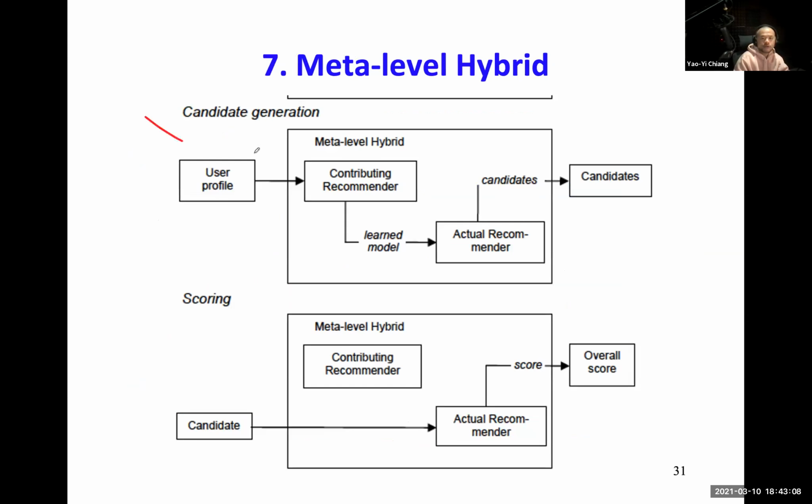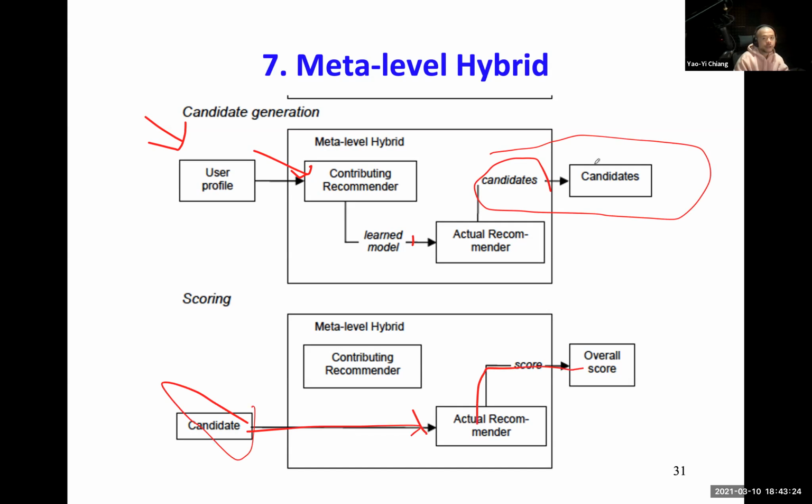And it works like this. So again, you have some user profile, and the contributing recommender will generate candidates. Then you take the candidates and send them to the actual recommendation system and generate a score. To understand this figure, please read the paper, but it's actually very simple. This one will generate some meta features to describe your users or items, and this one is going to make the final recommendation based on the output from here. They have the overall score.